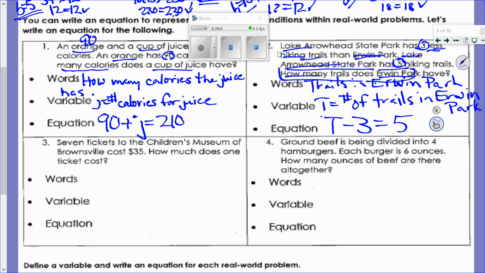Make sense? So Irwin would have had 8. And if you go back, does that make sense? Lake Arrowhead has 3 less than Irwin. We're now saying Irwin has 8. Is 3 less than that 5? So we were right. Okay?